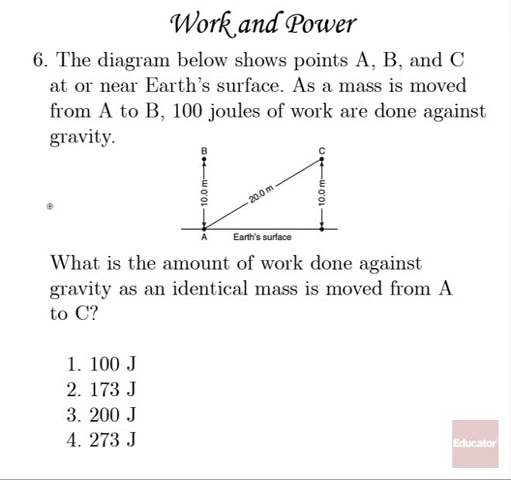Number 6. The diagram below shows points A, B, and C at or near Earth's surface. As a mass is moved from A to B, 100 joules of work are done against gravity. What is the amount of work done against gravity as an identical mass is moved from A to C? Well, as we move from A to C, remember, gravity is a conservative force. It's independent of the path. So the work done against gravity is going to have to be the same thing because C is at the same height as B. So correct answer, number 1, 100 joules.